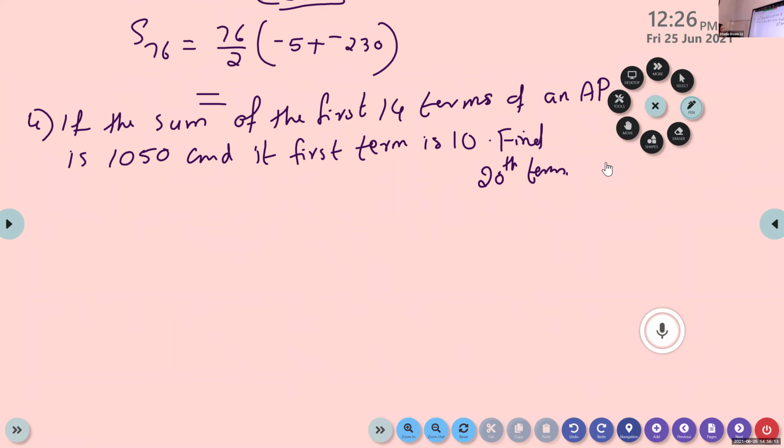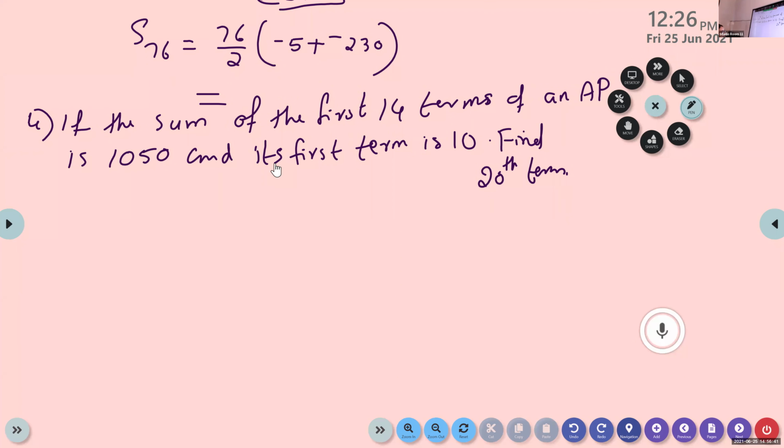If the sum of the first 14 terms of an AP is 1050 and its first term is 10, find the 20th term. Find the 20th term. I didn't understand the question.